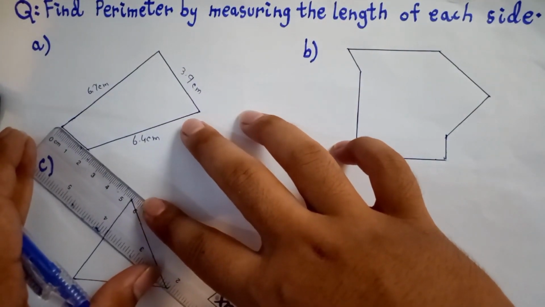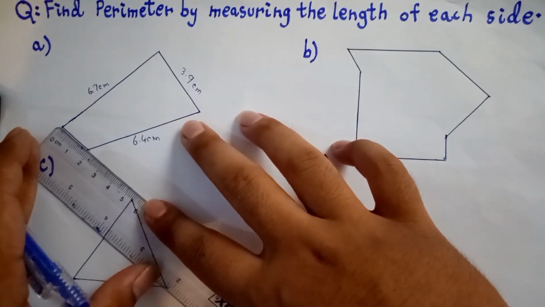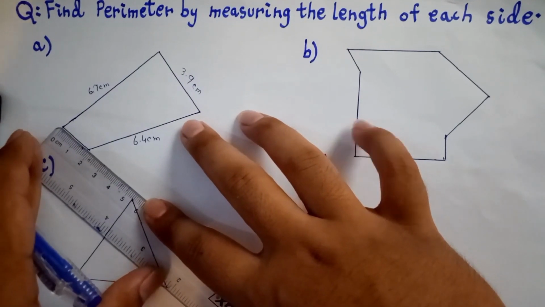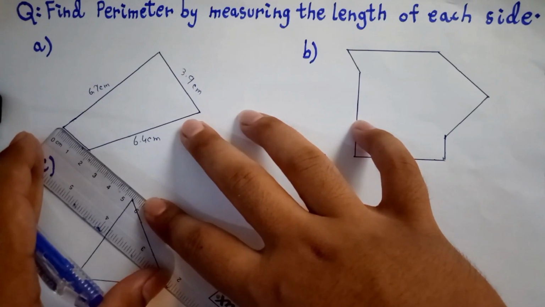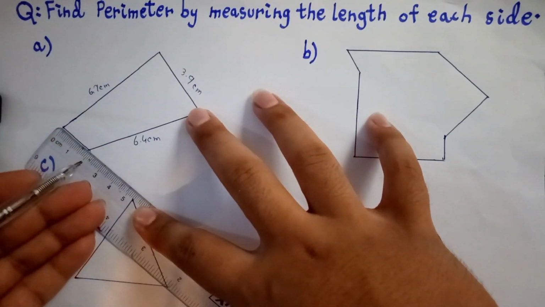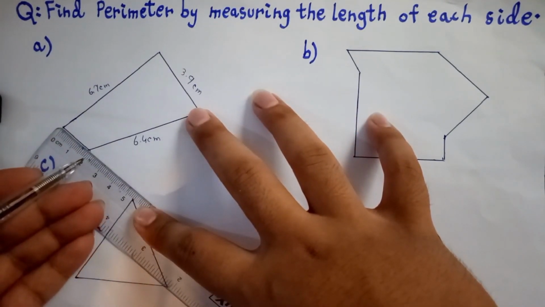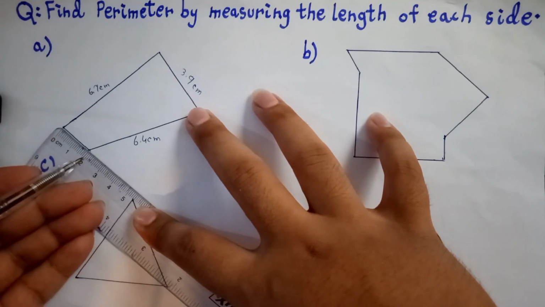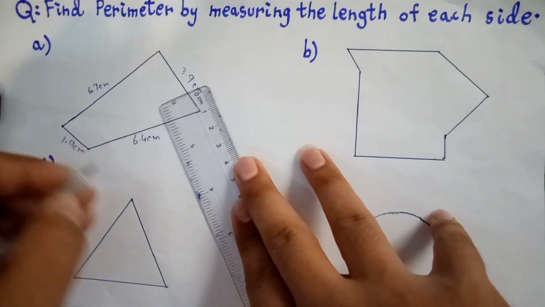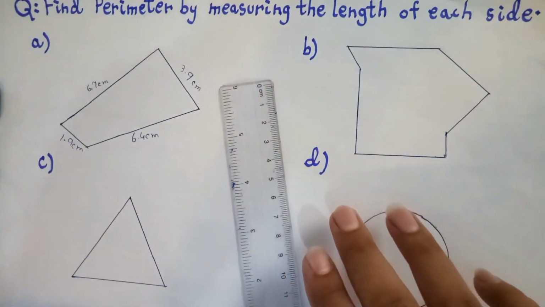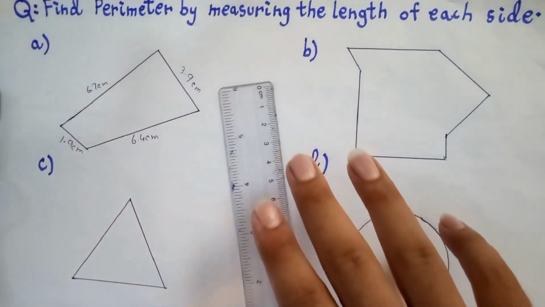So 0 here, and here we can say this is 2 centimeters. Here we have 1 millimeter less than 2, so it is actually 1.9 centimeters. Clear? So this is 1.9 centimeters.